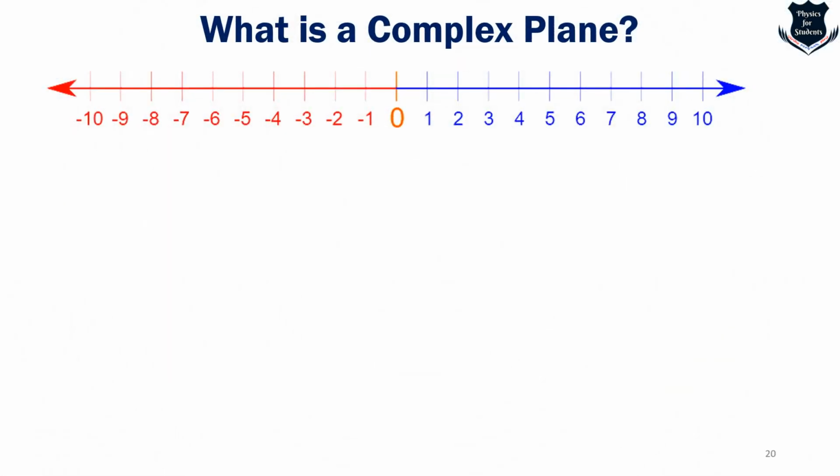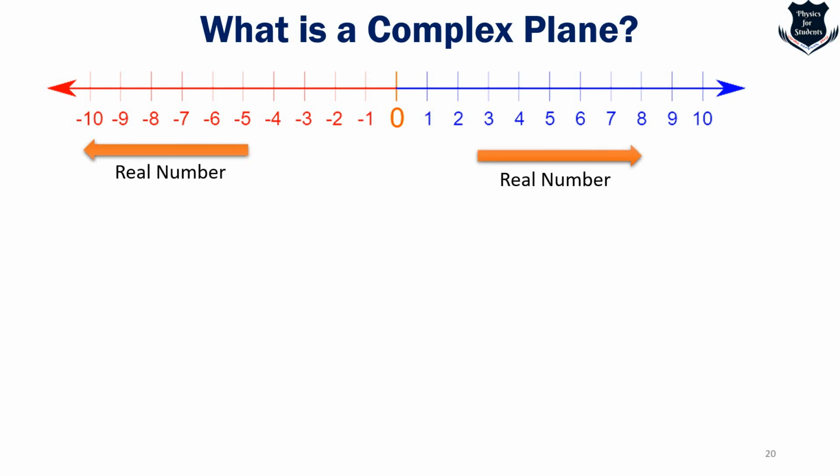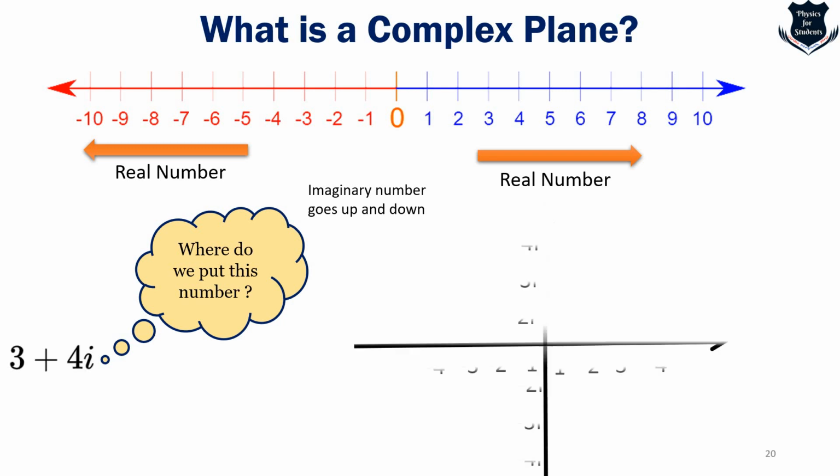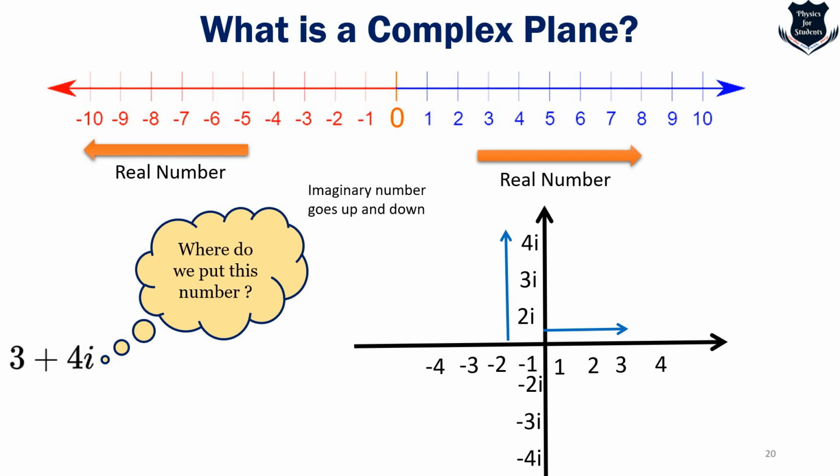If you see, this is a real number line, with positive and negative values. So if I get an expression like 3 plus 4i, where do we put this number? We cannot find any place on this line. So the imaginary number goes up and down. If we get an axis like this, then we go 3 steps to the right, 1, 2, 3, and then 4 steps up, and we plot 3 plus 4i somewhere here.